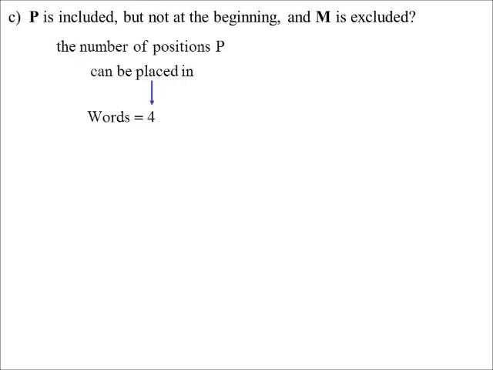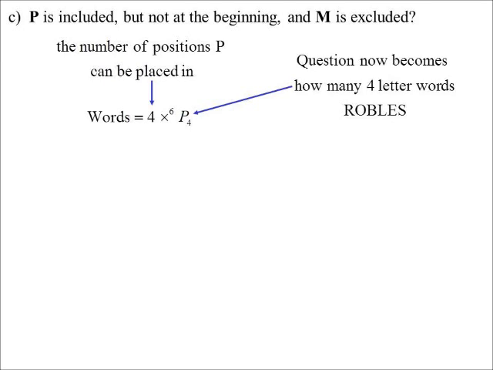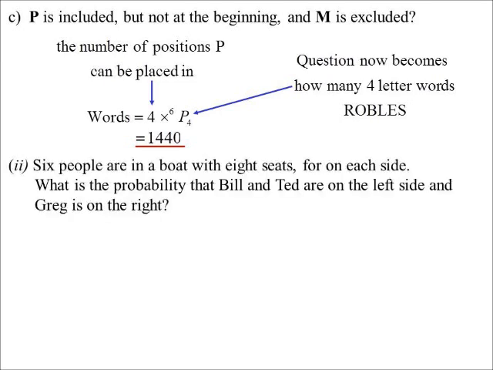Let's do even better than that. So this time, P's included, but this time it's not going to be the first letter. M, no, we don't like M. We're not going to use M at all. Look after the restriction. I'm going to place P. There's only four spots I can put P this time because it can't go first. So four. It's now times 6P4. M's excluded. Like M does not exist. So instead of problems, it's now robbles. And I'm going to create four-letter words from robbles. 1,440.